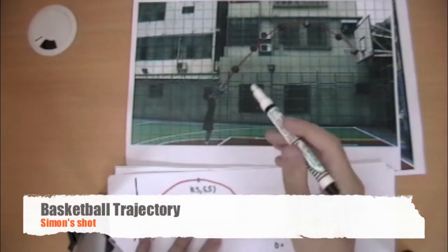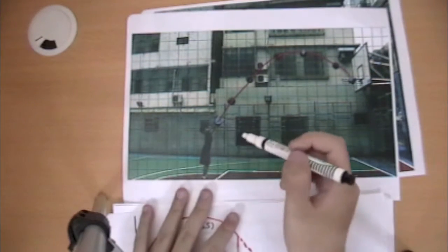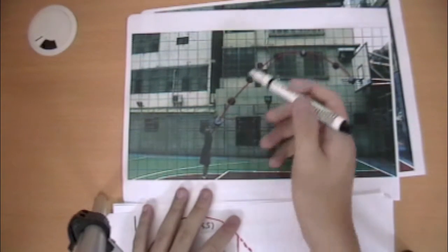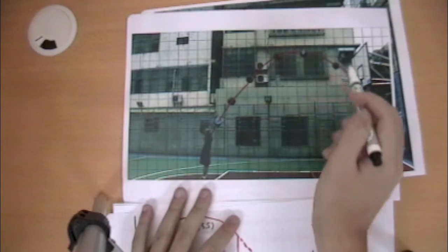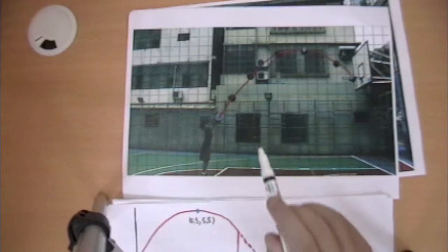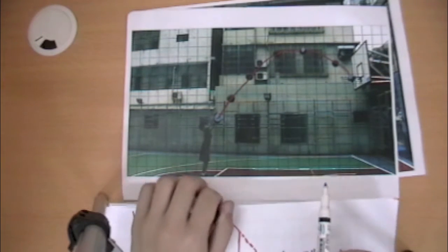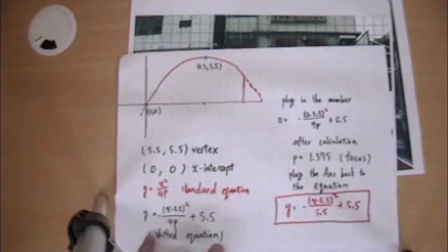Okay, so now we're doing another example. This is another basketball path, which is also a parabola. We can see it starts from here, reaches the maximum point, and goes into the hoop. So now we need to do the same thing, find the equation of the parabola.